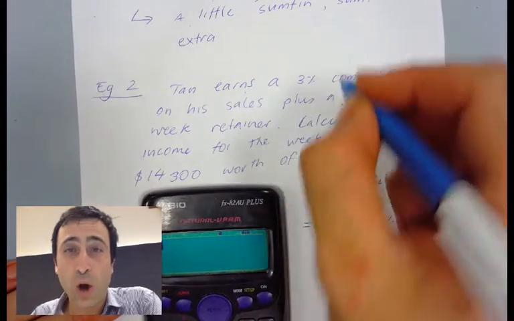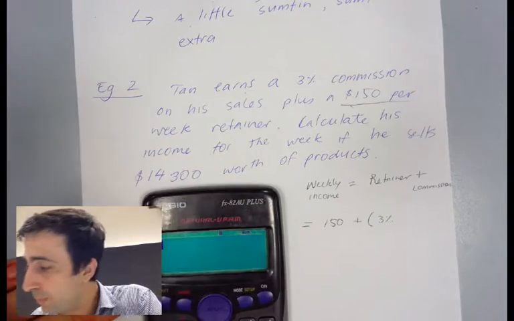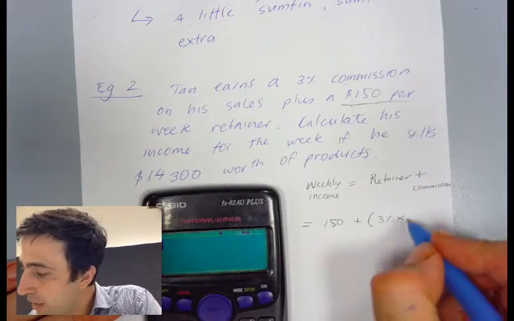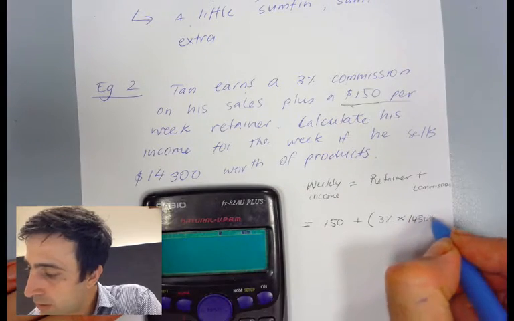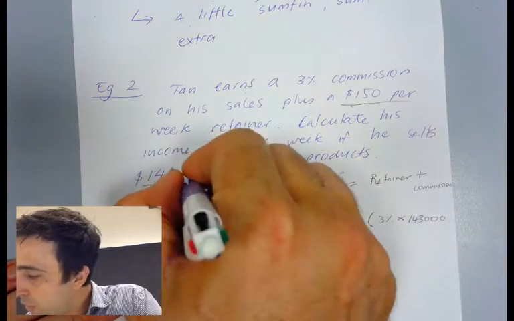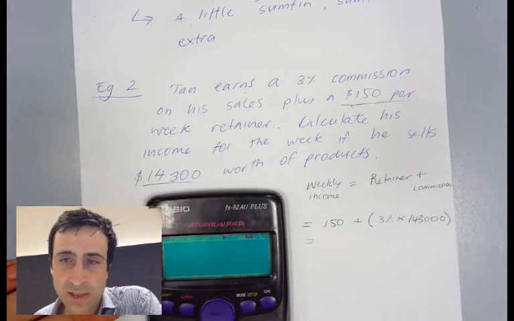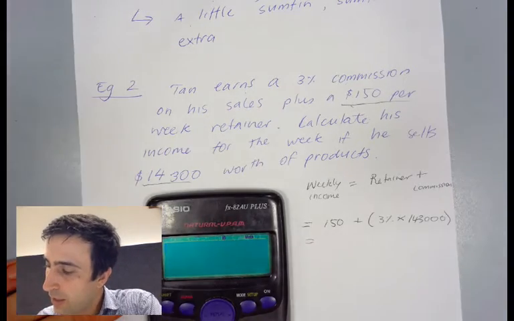of. What does of mean? Of means times, every time. Times $14,300. And the beauty of doing it in this way is it lends itself to being able to punch it straight into the calculator. So this is our working outline.